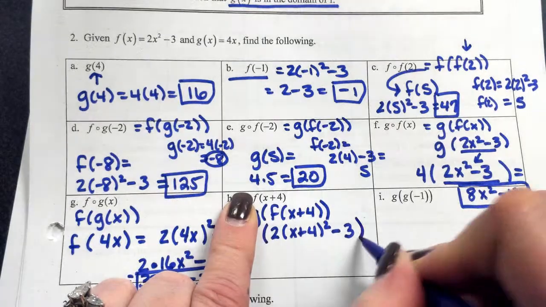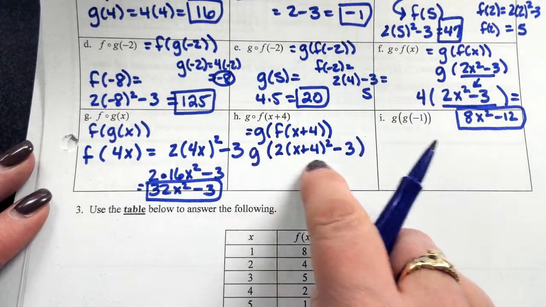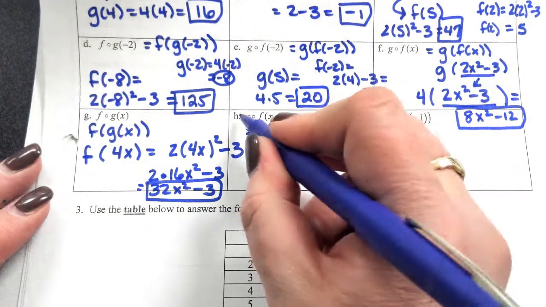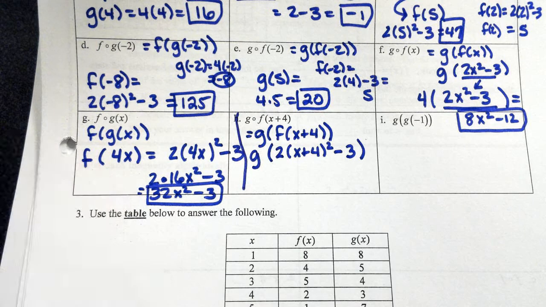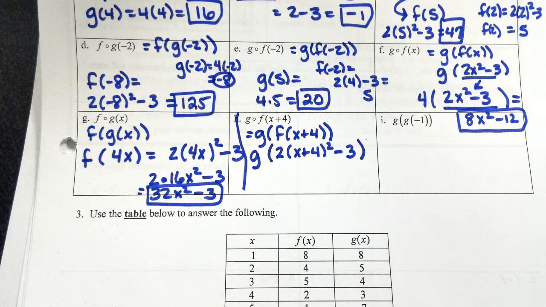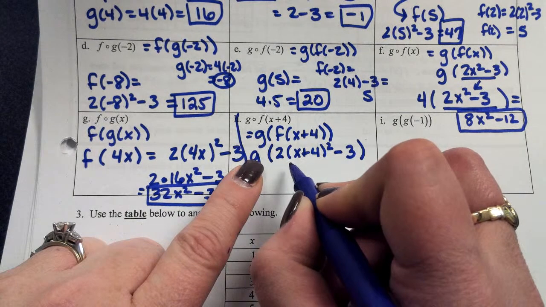Now I'm going to look on the outside, and now what I have to do is take this whole entire expression and plug it into g. Now this is kind of an eeny, meeny, miny, mo. You are going to have to simplify this all the way. You can substitute it into g first and then simplify, or simplify before you plug it in. I'm going to go ahead and simplify this before I plug it in.